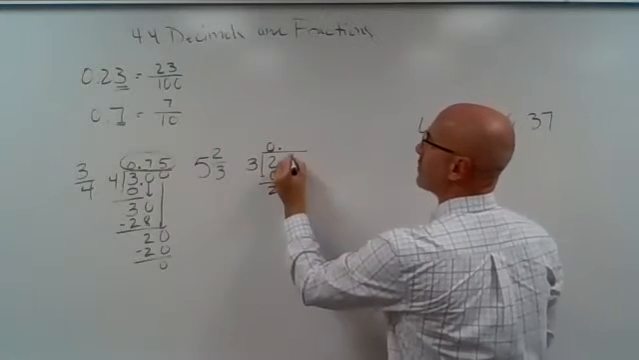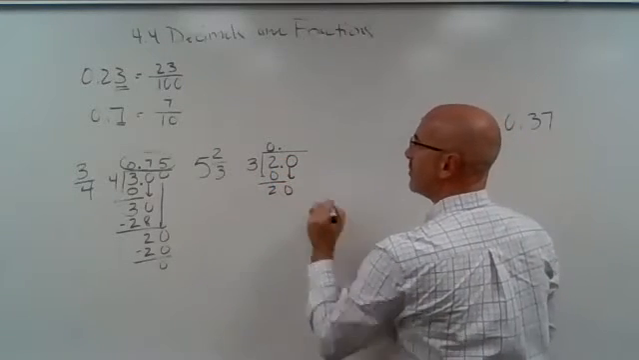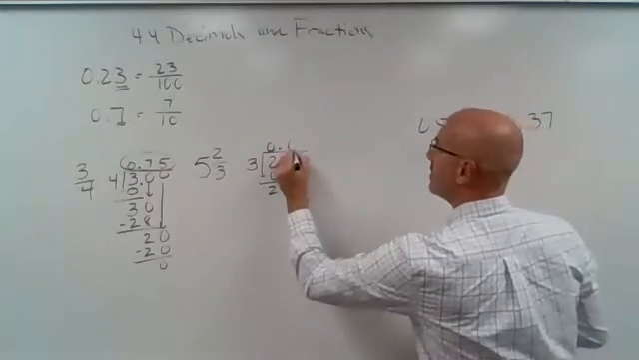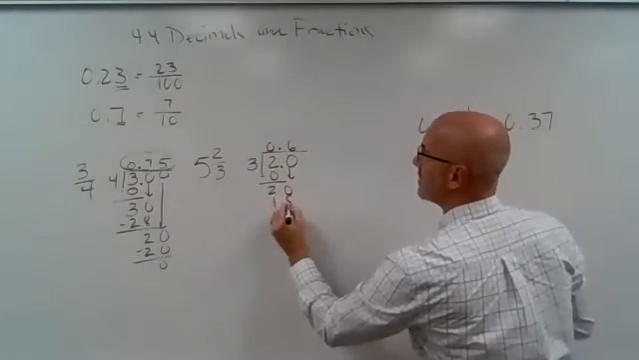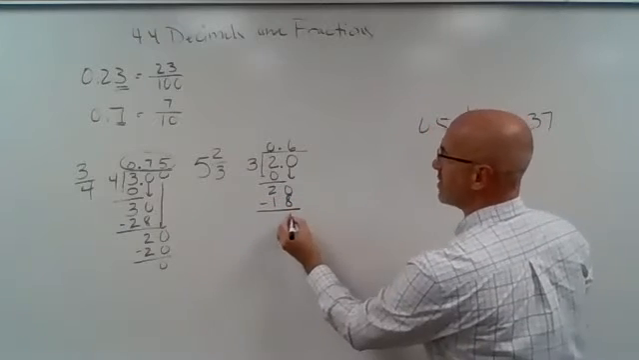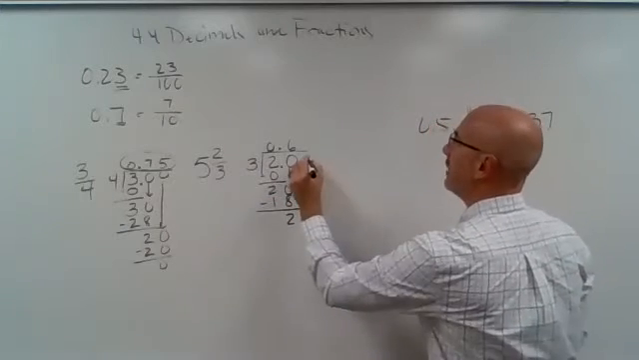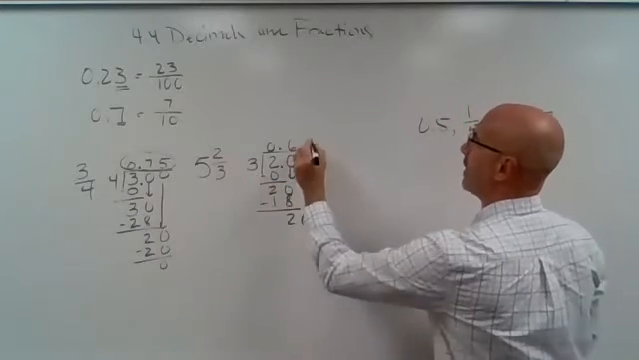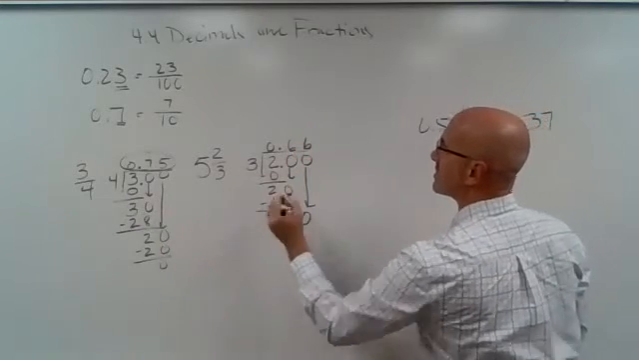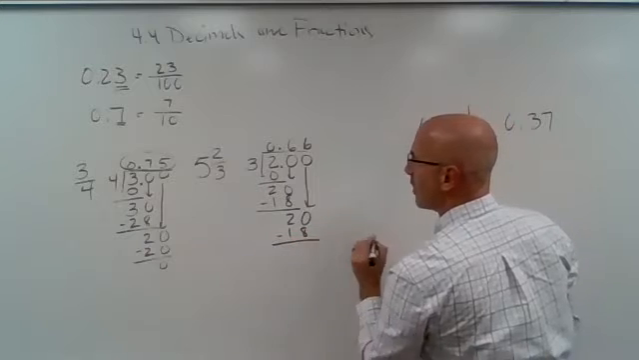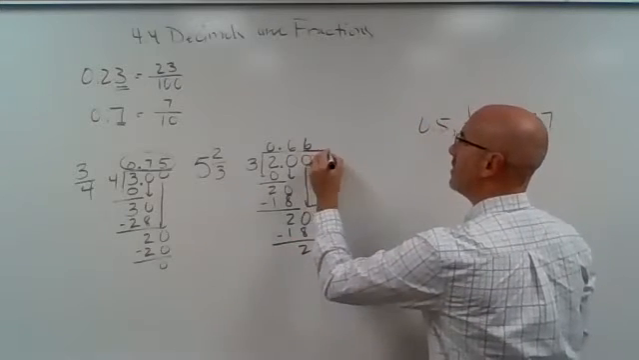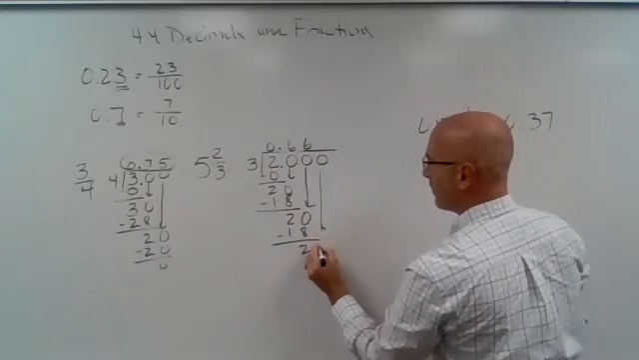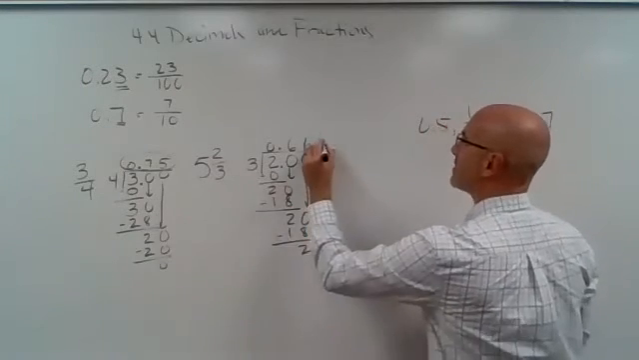So now we're not done yet. So we're going to start adding some zeros. I'm going to add that one there. 3 goes into 20 6 times. 6 times 3 is 18. 20 minus 18 is 2. Okay, we're still not done. Let's add another 0 and bring it down. 3 goes into 20 6 times. 6 times 3 is 18. 20 minus 18 is 2. We're still not done yet, so let's add another 0 and bring it down. 3 goes into 20 6 times.